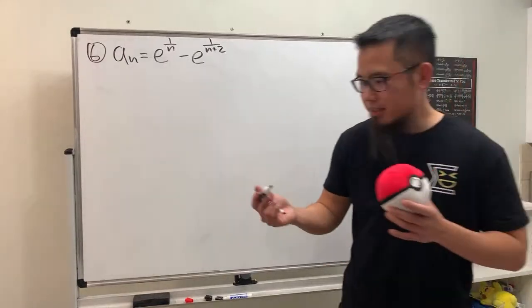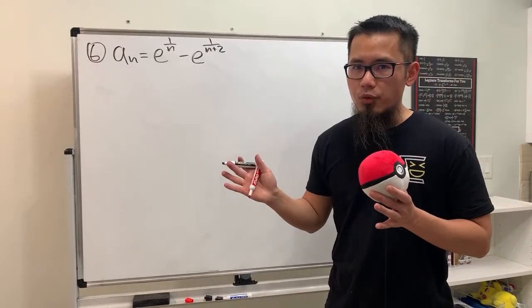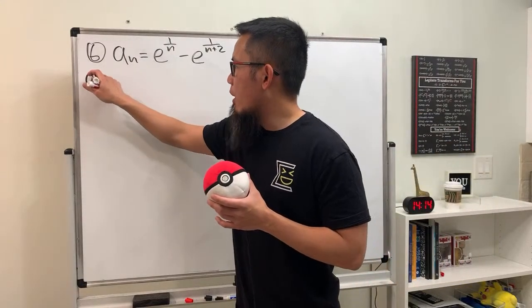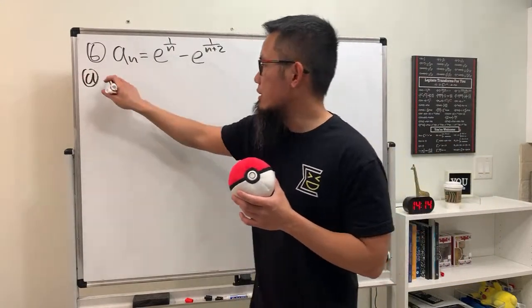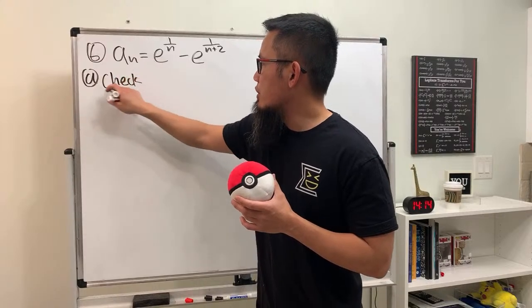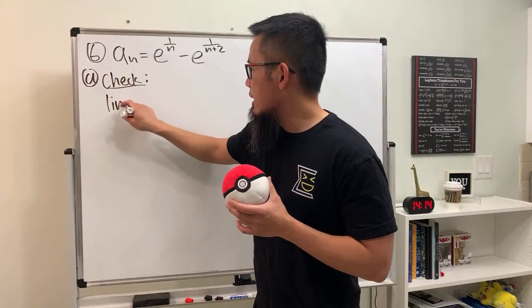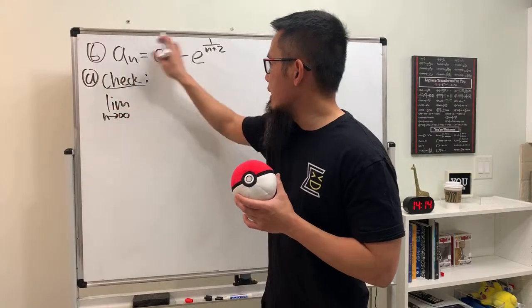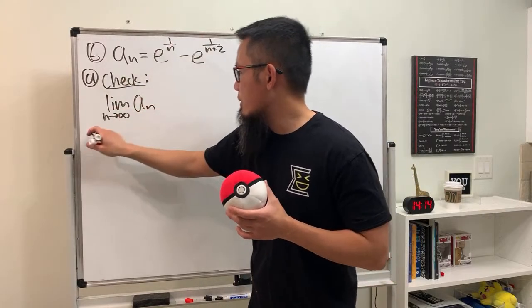Maybe. All right, so let's get this going. So this is the formula that we have. Again, first part, does AN converge or not? So let's go ahead and just do the check. So we're going to check the limit as n goes to infinity, and then just this right here, right? So AN.